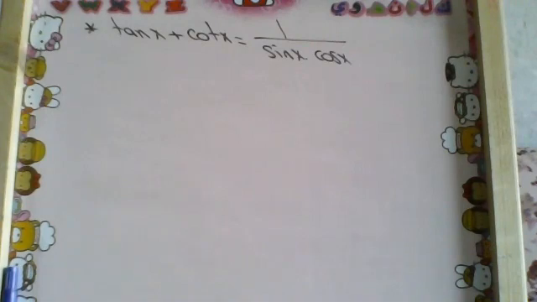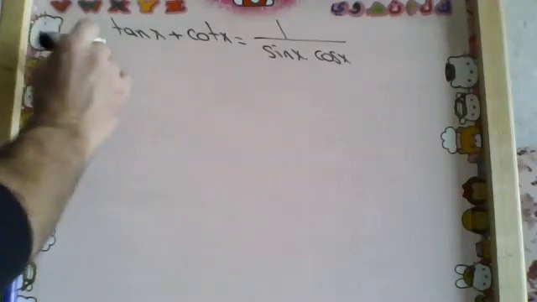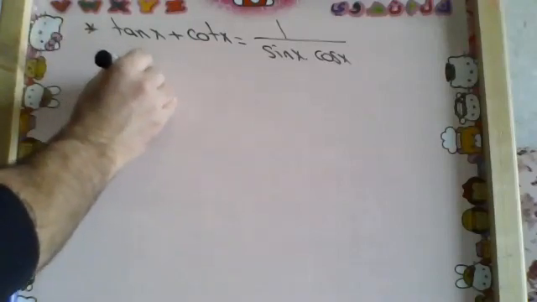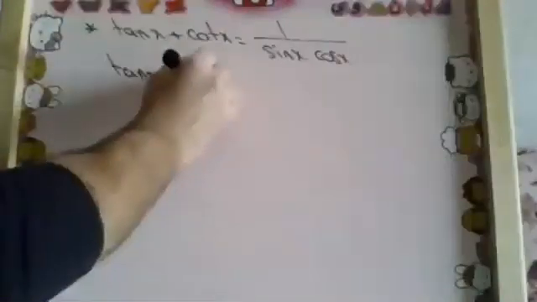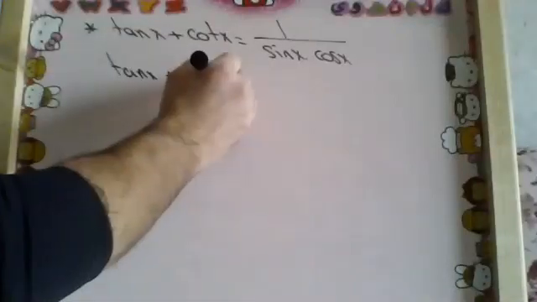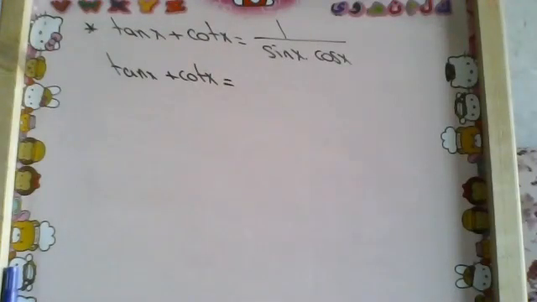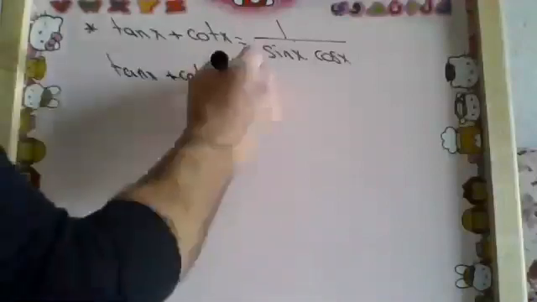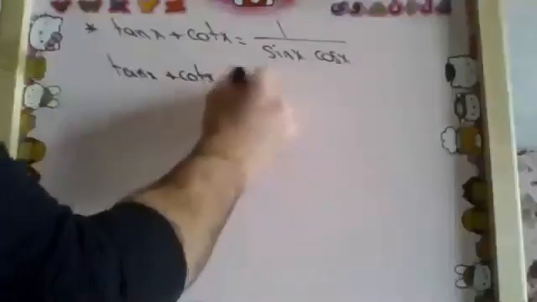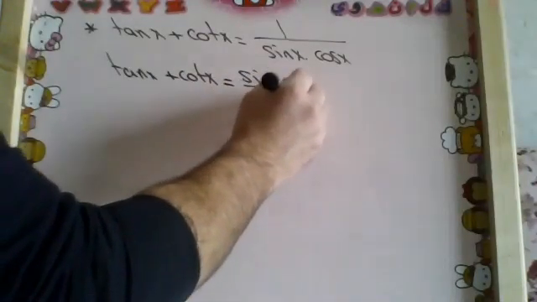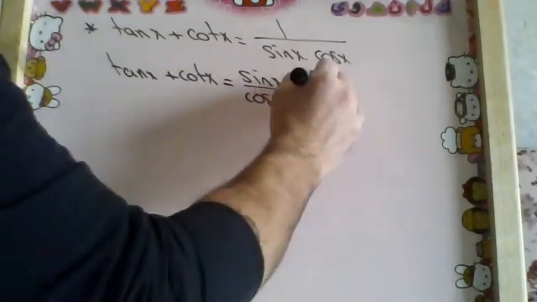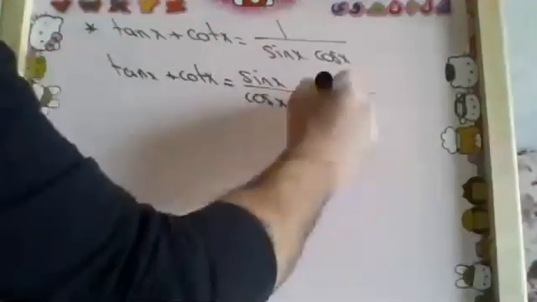We start from the left side. Tangent x plus cotangent x is equal to sin x over cosine x plus cosine x over sin x.